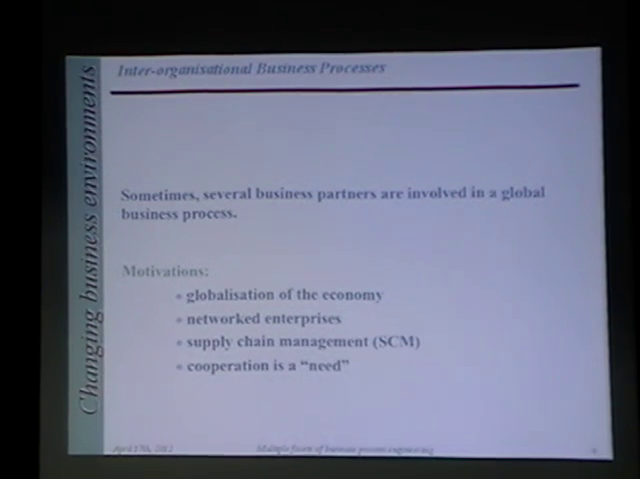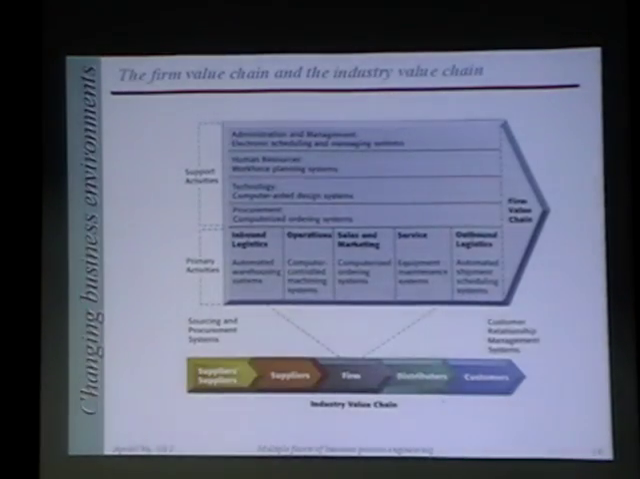So in these changing business process environments, enterprises also need to deal with inter-organizational business processes. In fact, sometimes several business partners are involved in a global business process, which is inter-organizational. The main motivation is the globalization of the economy. So enterprises are networked today. So we can talk about supply chain management, not only intra-enterprise, but also inter-enterprise. And there is a high need for cooperation. So in this way, the firm is a part of the value chain of a given domain.